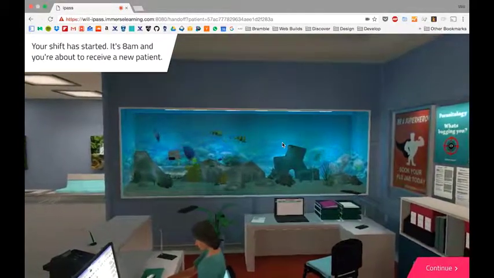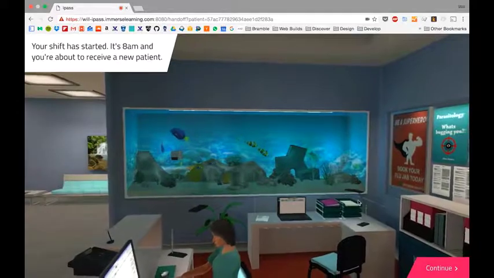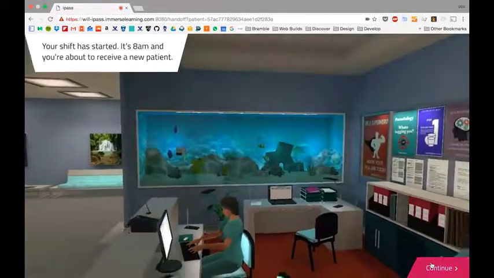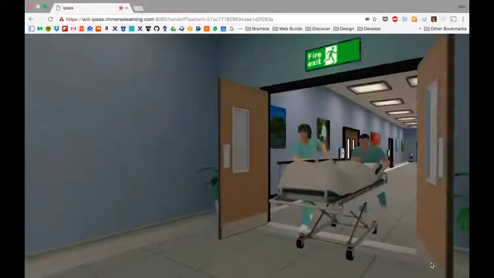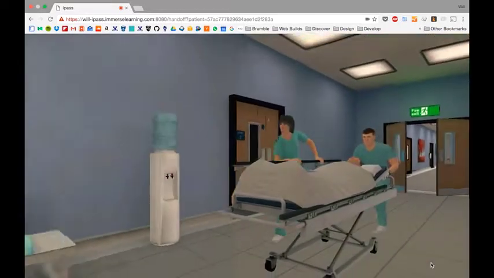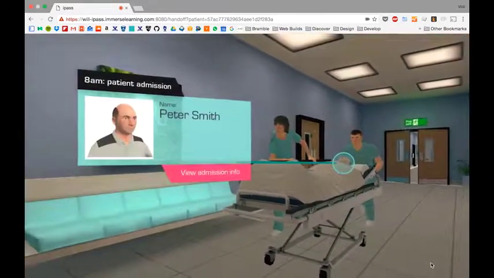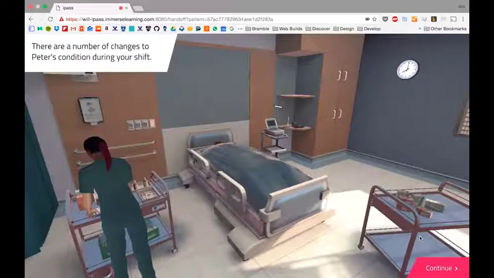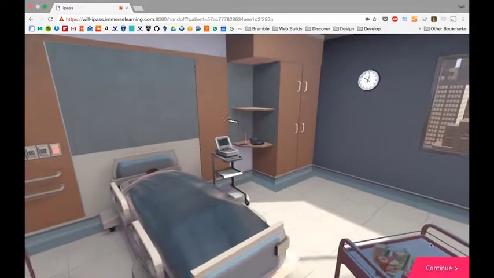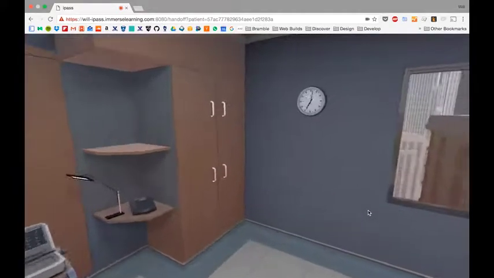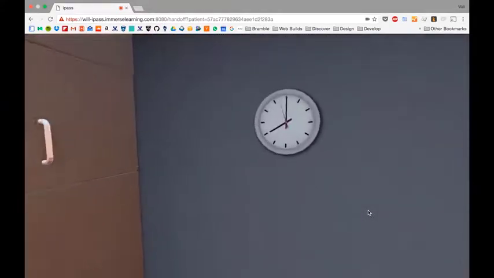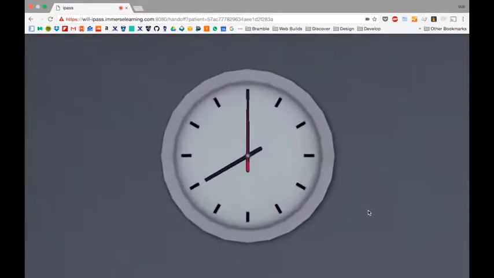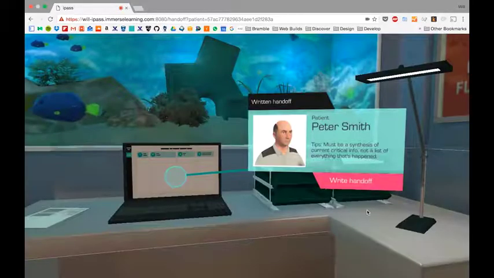They're dropped into this 3D environment where they learn about a patient who is coming in at the beginning of the shift, named Peter Smith. You can see him coming through the doors here. And over the course of the shift, various facets of his care change, such that there is both some information from the initial admission history and physical examination, but there is also changes in care that occur over the course of the shift that have to be integrated when it comes time to do a handoff.